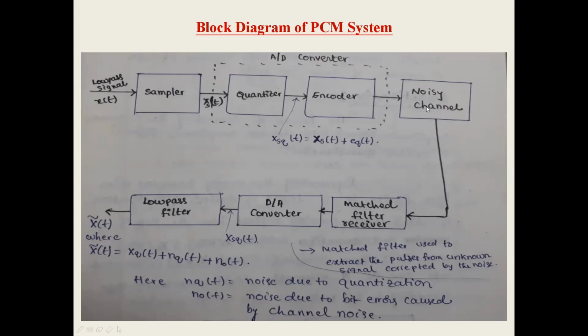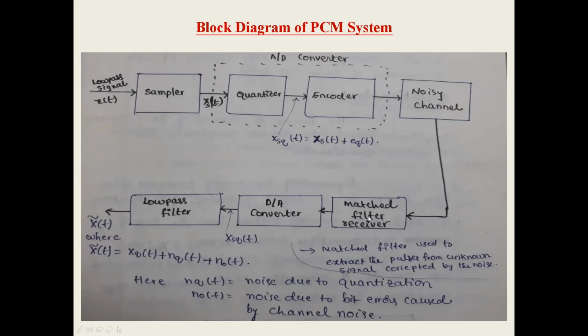So one of the main elements of the regenerative repeater is a decision making device. That decision making device will take a decision against the value, that is whether a 1 is received or a 0 is received, depending upon the threshold value, which is set by the regenerative repeater.